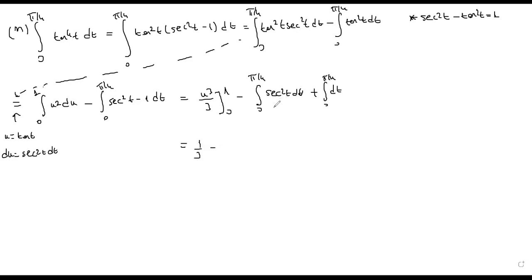For that part, we know the derivative of tangent is equal to secant squared, so we have tangent t from 0 to pi over 4. And here we get pi over 4. Tangent pi over 4 is equal to 1, and tangent 0 is equal to 0, so we get 1 there. Right? So it's 1 over 3 minus 1 plus pi over 4. And we're done.